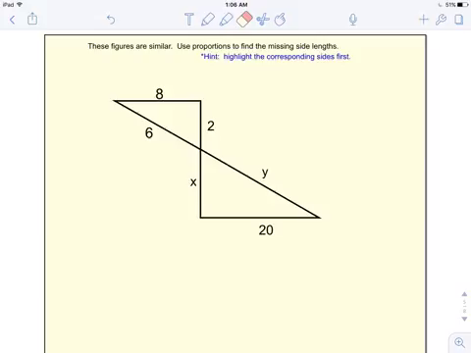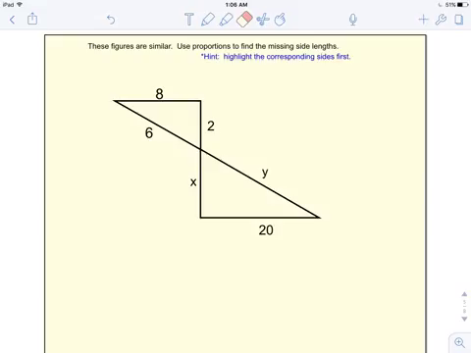Alright, one last example here. This is another one that sometimes gets people stuck. You can see you've got two different triangles, and it might not be easy to identify the corresponding sides the way that it is. So what I like to do again is highlight those corresponding sides.